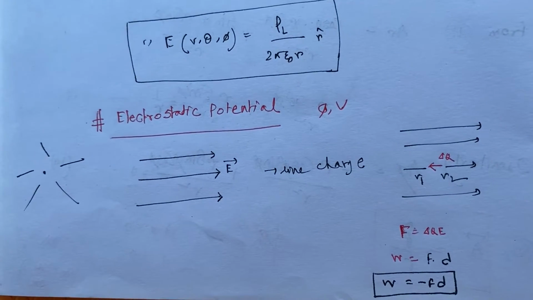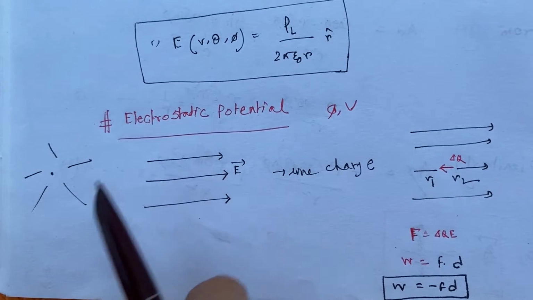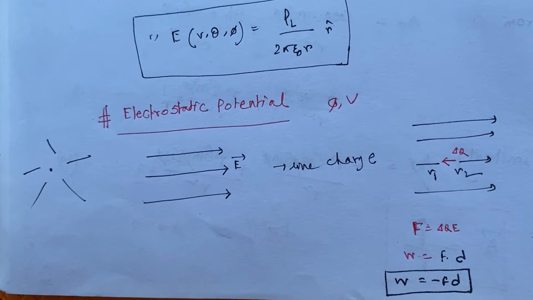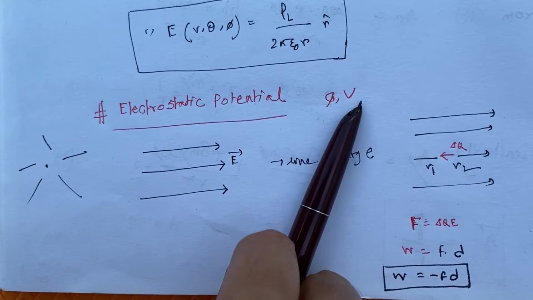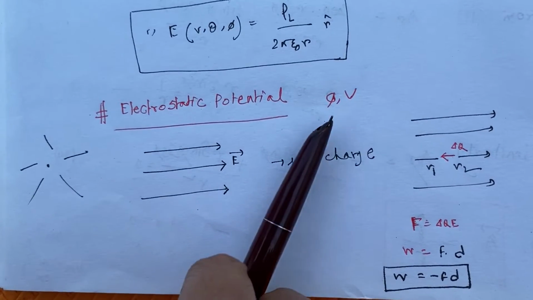Let us introduce the concept of electrostatic potential. Static means we are not considering charges moving very rapidly in time. Electrostatic potential in literature can be denoted as phi or V. In textbooks, you can find both phi and V.